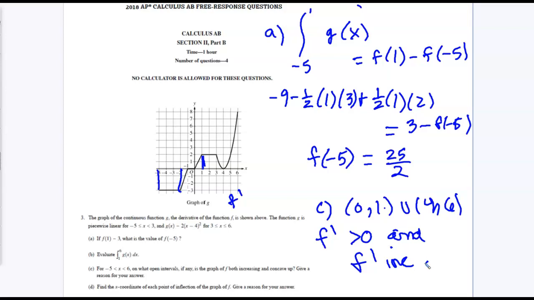All right, and the last part, question D, says find the x-coordinate of each point of inflection on the graph. Justify your answer. So again, if we look at our graph here, we have possible candidates for inflection points where we have sharp corners and where the derivative is 0, because remember, this is the graph of f prime, and the only place where I have a sign change is going to be when x is equal to 4.